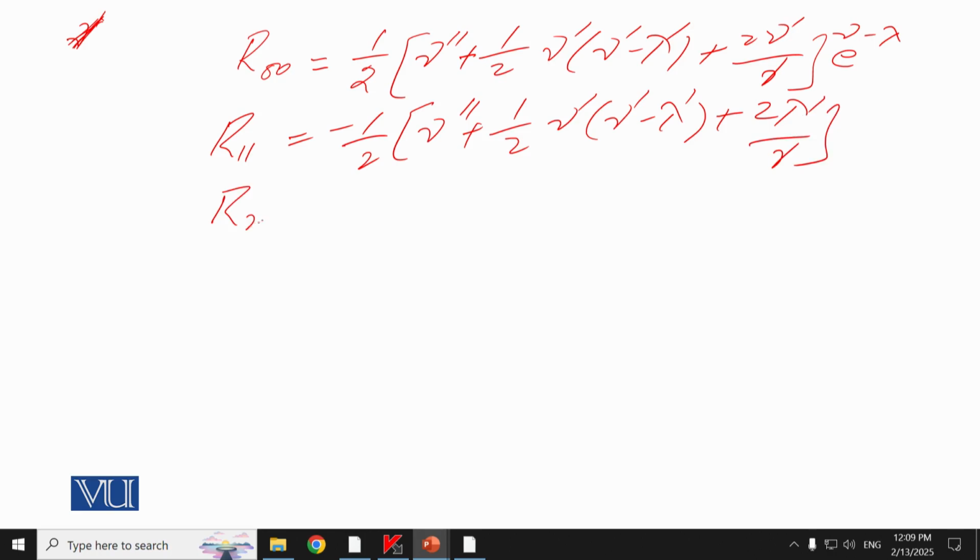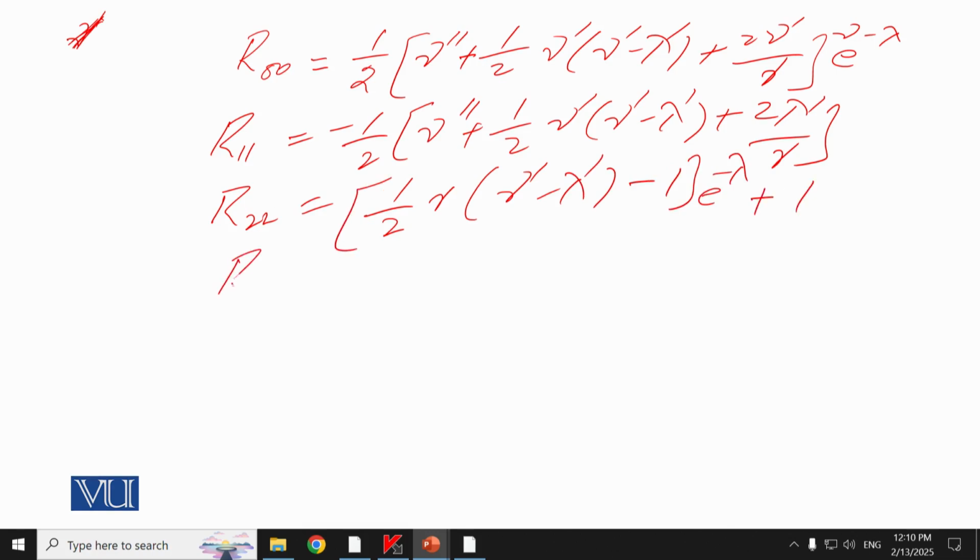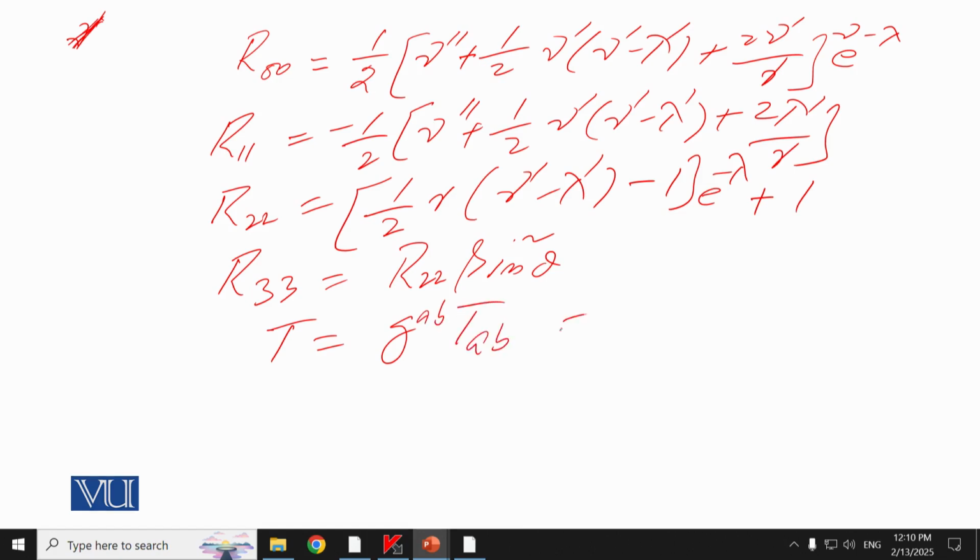R22 is 1 by 2 r nu prime minus lambda prime minus 1 e raised to power minus lambda plus 1, and finally R33, which is due to spherical symmetry, we can just write down R22 sine square theta. Now, since the energy momentum tensor we have already written, we can calculate its trace, which is given as T^A_A is equal to rho c square minus 3p.